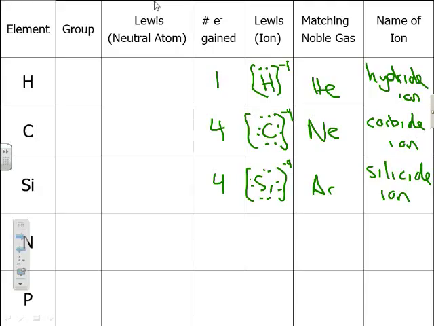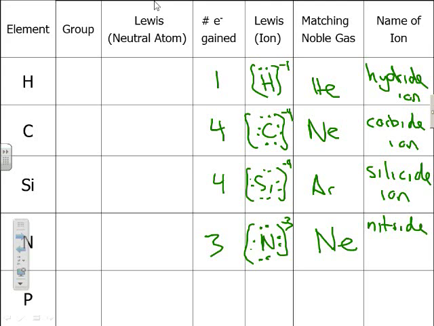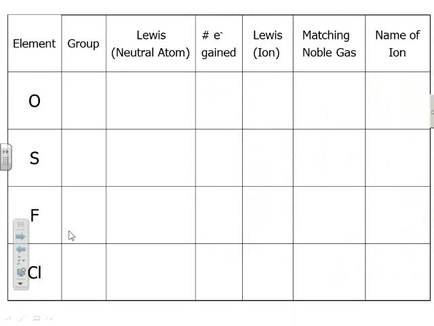Nitrogen, how many electrons are we going to gain for nitrogen? Jessica? 3. 3, and that's going to give us a full outer shell, -3. That should bring us to neon, I believe. And what do we call this guy? Nitride. The nitride ion. Phosphorus is going to be the same. It's going to be -3. I just want to keep moving for time's sake. That's going to be a phosphide ion.